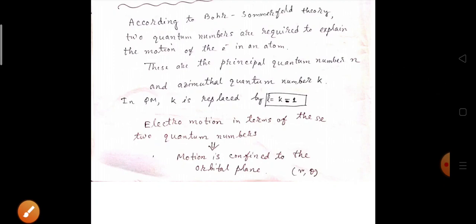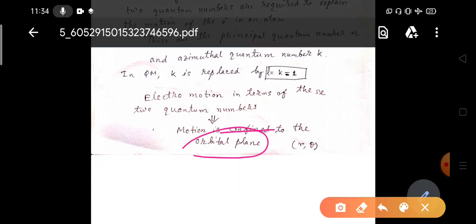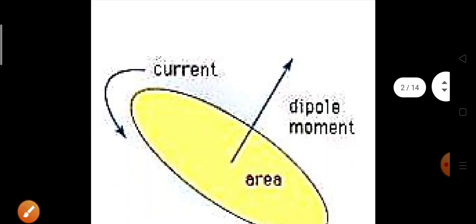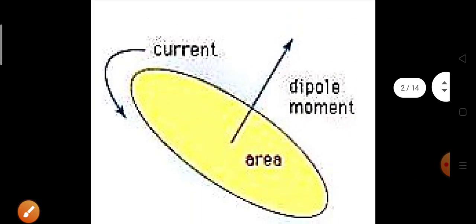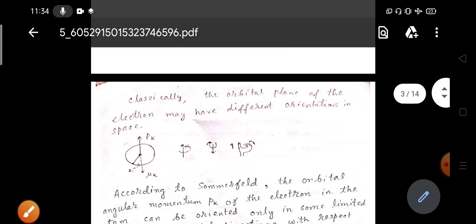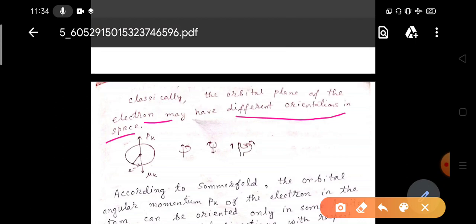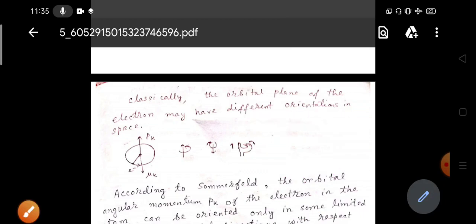Now, electron motion in terms of two quantum numbers means the motion is confined to the orbital plane, that is, the motion can be described with two coordinates, r and theta, or r and phi, whichever you want. Suppose this is our electron, revolving in this orbit. This may be circular in a special case, otherwise it is elliptical. So it is described by two coordinates, confined within a plane, following two-dimensional geometry. Now classically, the orbital plane of the electron may have different orientations in space, because the electron can revolve in this plane, or in this way, or in this way. So the planes are not fixed, they are random, but quantum mechanically this is not the case.